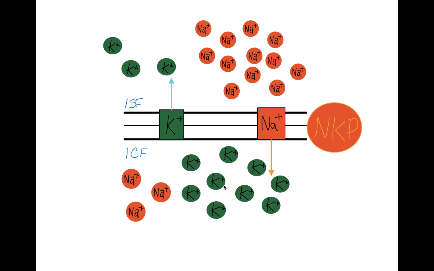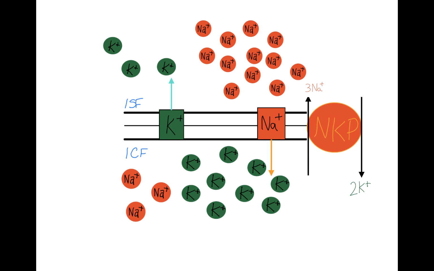Now inside the cell, we also have another transporter called the sodium-potassium pump, or the NKP. The NKP is a transporter that uses the hydrolysis of ATP in order to pump sodium outside of the cell and potassium into the cell. So it will pump 2 potassium into the cell and 3 sodium out of the cell.